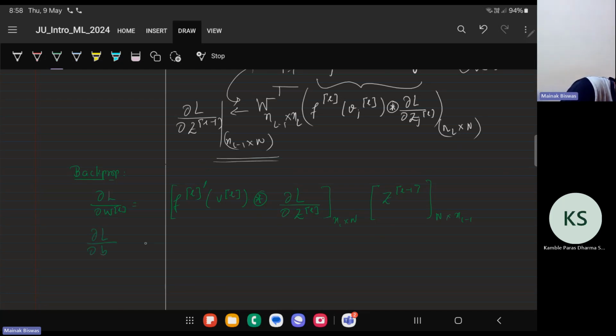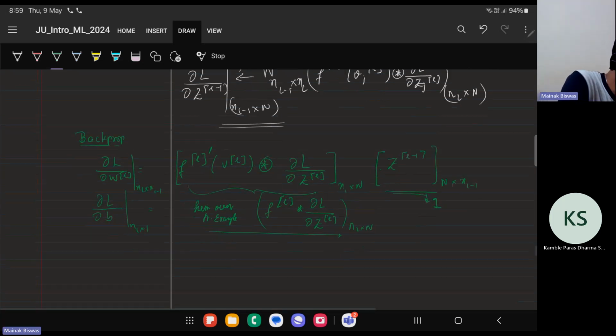So dL dB will be the sum over training examples of just this value, right? Because Z is equal to 1 in that case, you'll have one transpose. So this will give you just the summation of all those values, this value into dL dZL. And this is NL cross N. And when you sum over all the training examples, you get NL cross 1. This is NL cross NL minus 1.